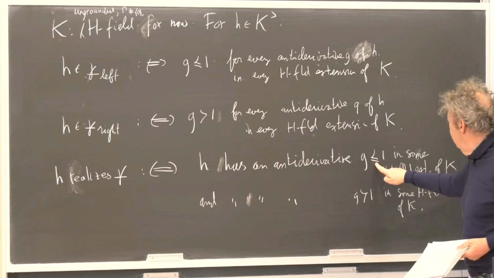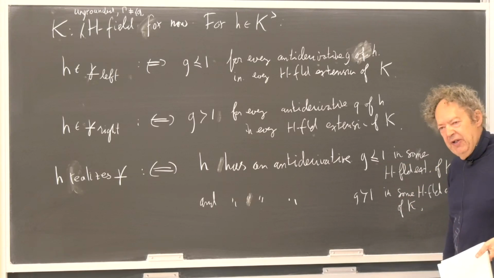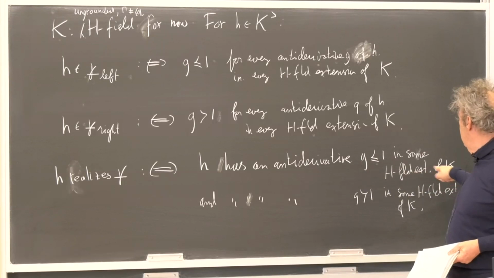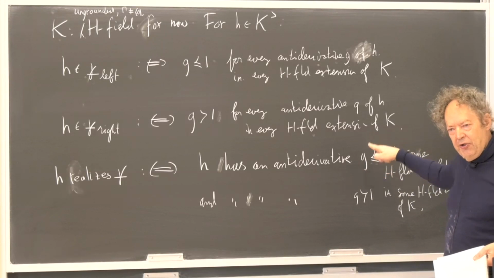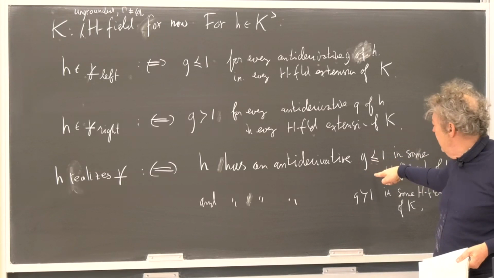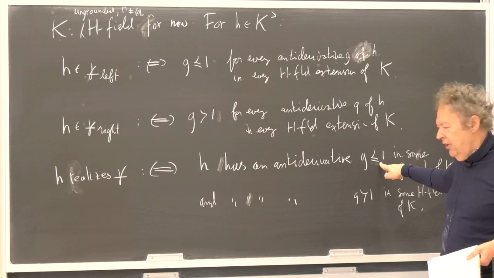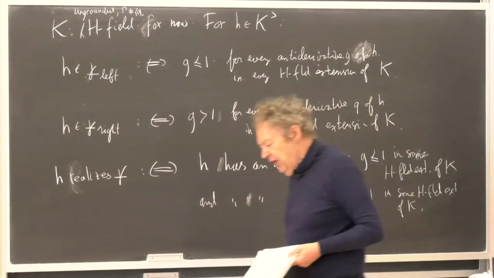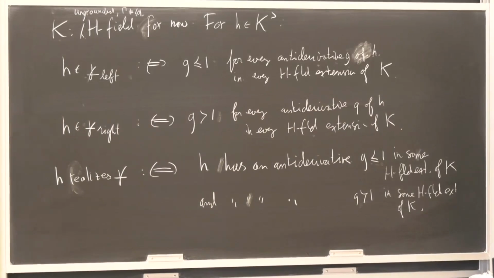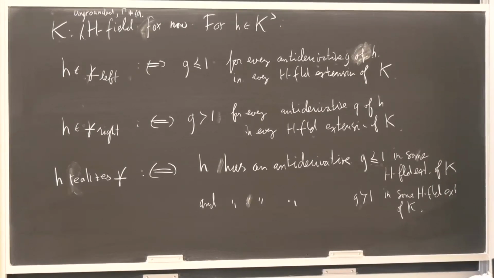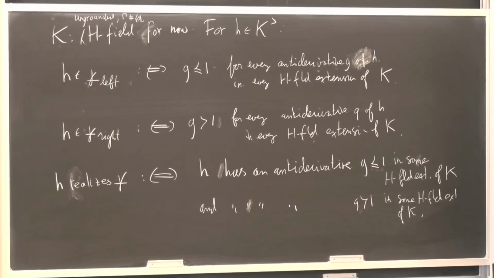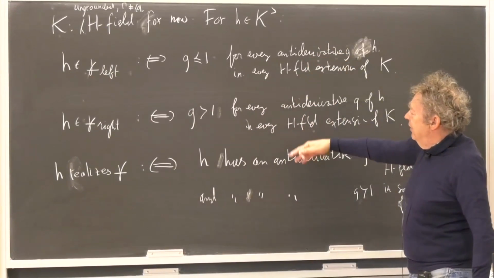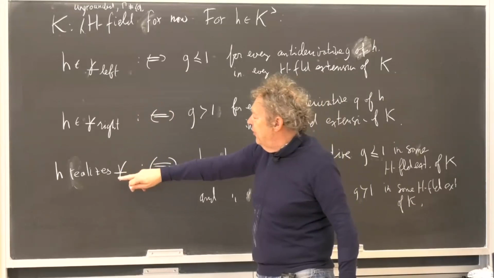If you fix an H-field extension of K and you have an antiderivative there, then the other antiderivatives differ from it by a constant, and so they will also be dominated by one. Likewise, if you have an antiderivative that strictly dominates one, so it's unbounded, then any other antiderivative in the same H-field extension differs from it by a constant and will therefore also strictly dominate one. I think this is really the significance of this cut gamma.